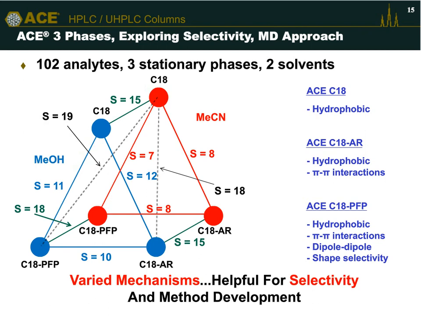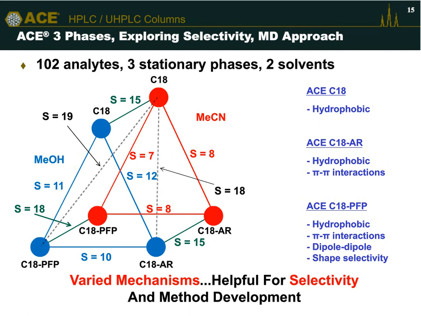Now, of course, you can make this as complex as you like. If you wanted to add another column to this mix, to this three-column method development platform, you would draw a square and calculate the different selectivity values in methanol and different selectivity values in acetonitrile. But as ever with these things, how many variables do you explore and how much time do you have for your method development?